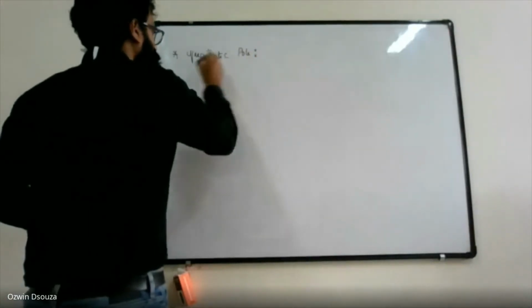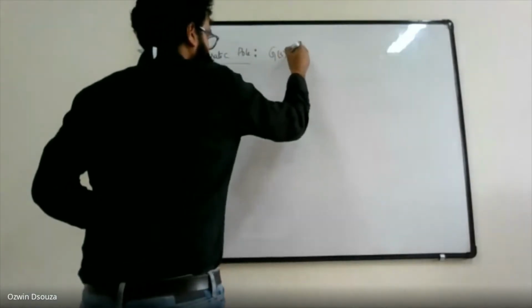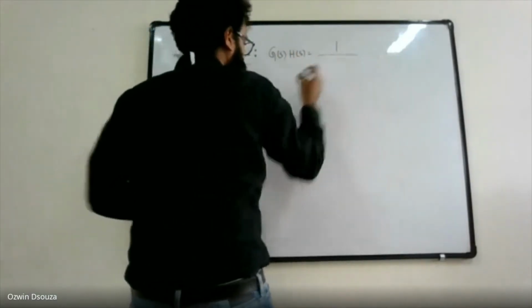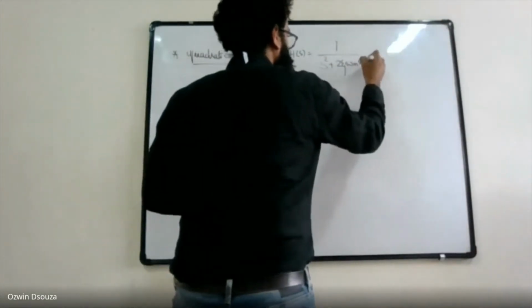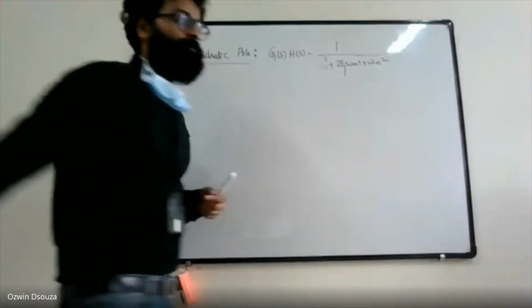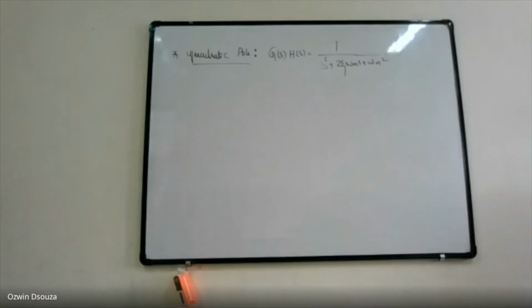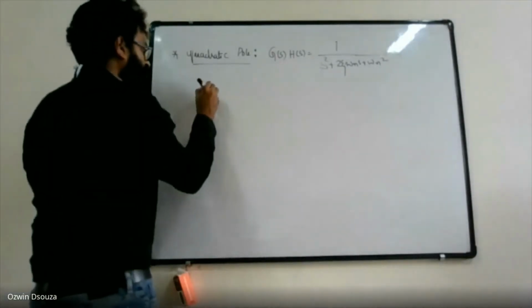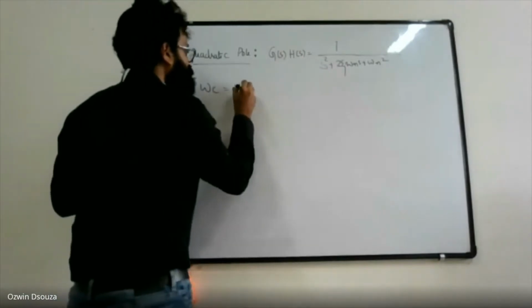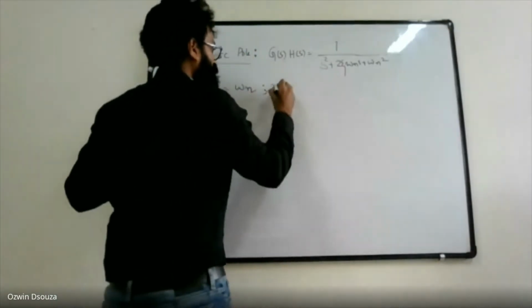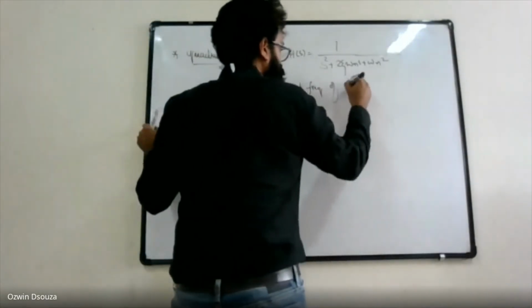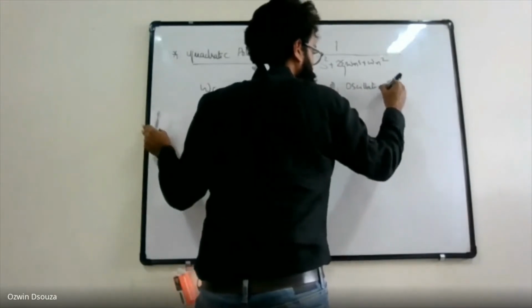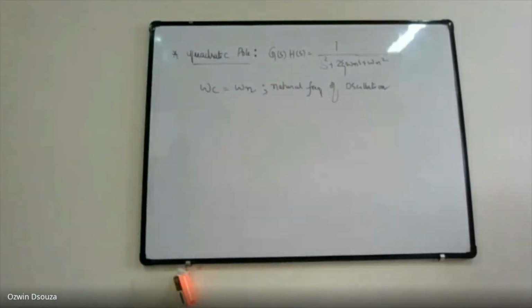Let's say I take a quadratic pole. What do you mean by a quadratic pole? Quadratic pole as in g of s into h of s is equal to 1 divided by something of this kind: s squared plus 2 zeta omega n s plus omega n squared. Whenever you deal with a quadratic pole, the corner frequency is nothing but omega n. What is omega n? Natural frequency of oscillation.